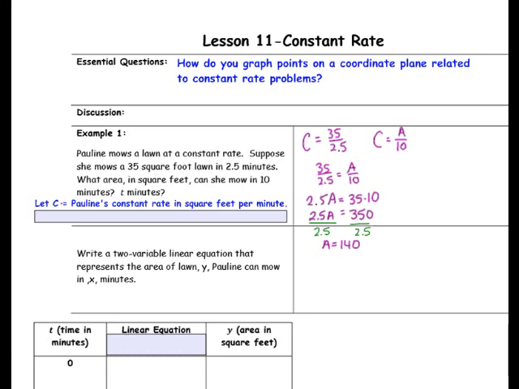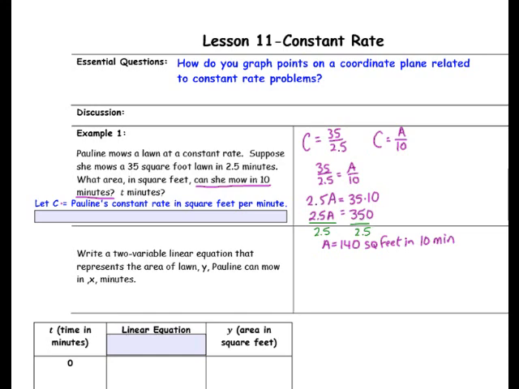What that means is that Pauline mows 140 square feet in 10 minutes. So we've answered the first part of the question, how much can she mow in 10 minutes? Next, let's answer in t minutes.